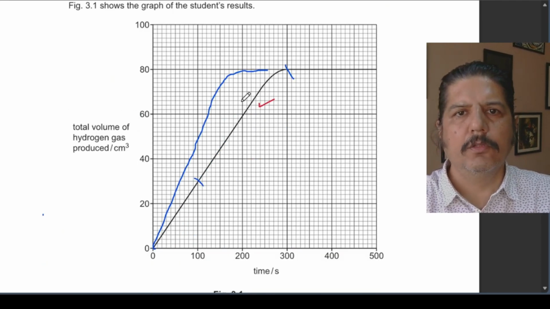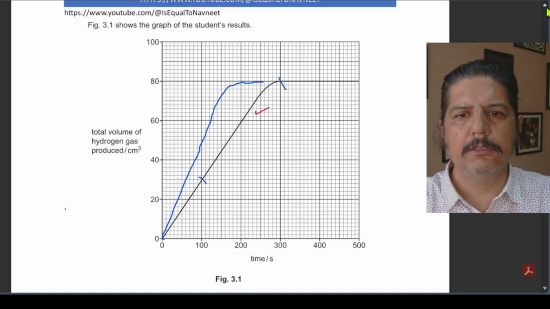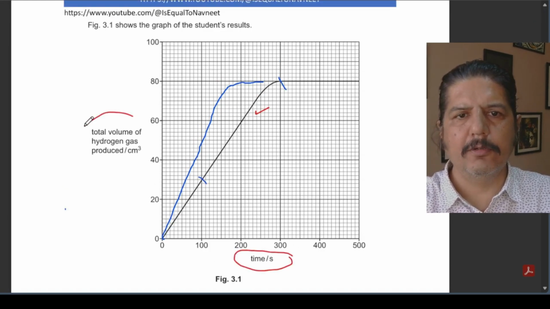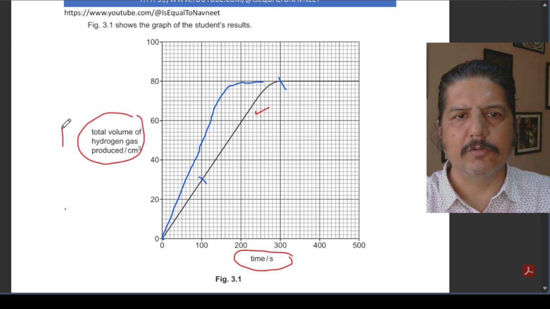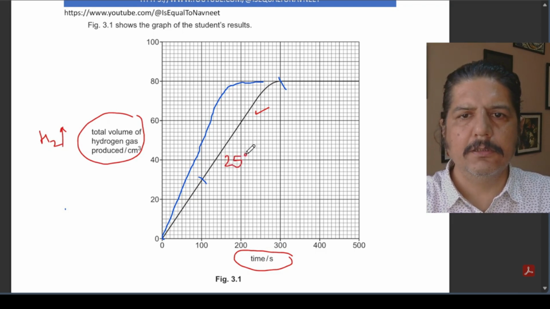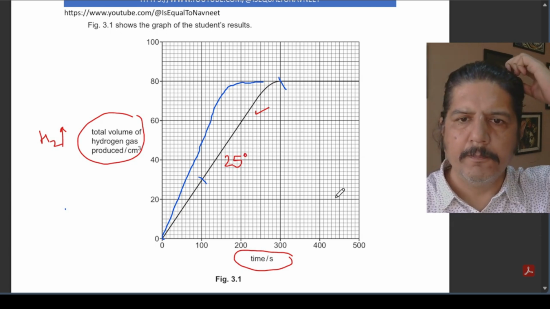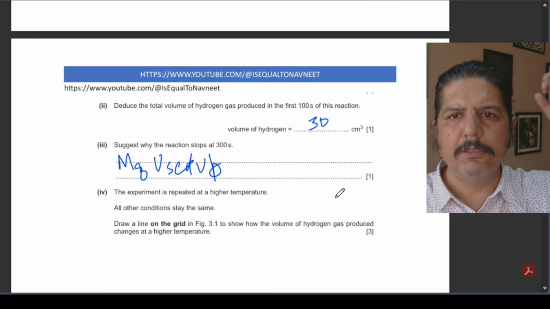The axis that he has taken is time as the x-axis, and this is the total volume of hydrogen gas which is produced, in centimeter cube. So this is the hydrogen gas which is produced. Now this is the temperature at which he has done the experiment.